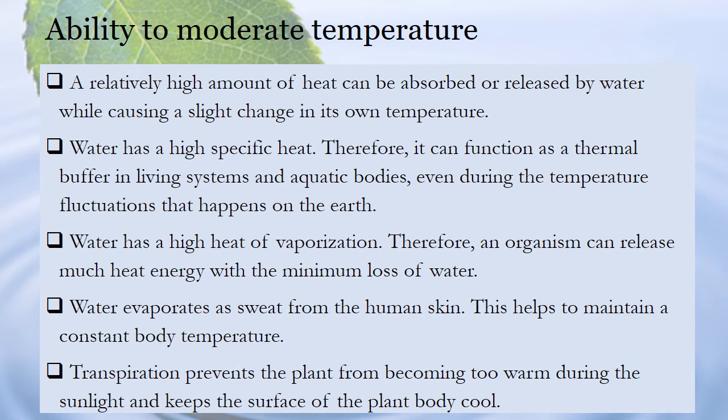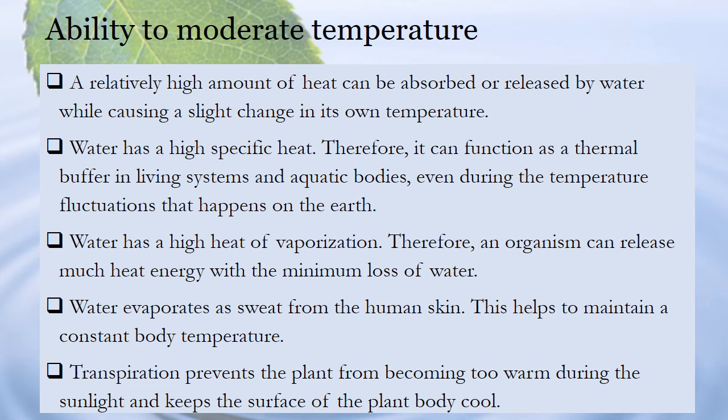Ability to moderate temperature. A relatively high amount of heat can be absorbed or released by water while causing a slight change in its own temperature. Water has a high specific heat. Therefore, it can function as a thermal buffer in living systems and aquatic bodies, even during the temperature fluctuations that happen on the earth. Water has a high heat of vaporization.